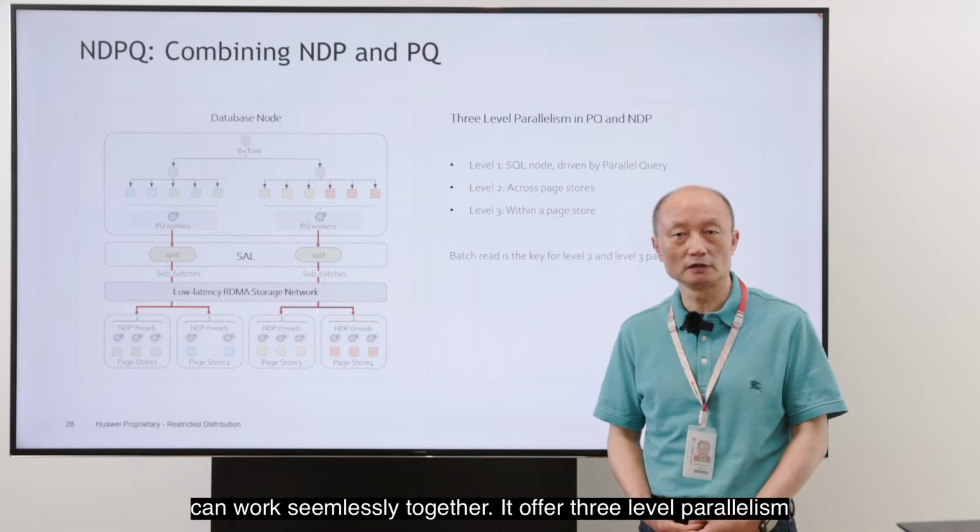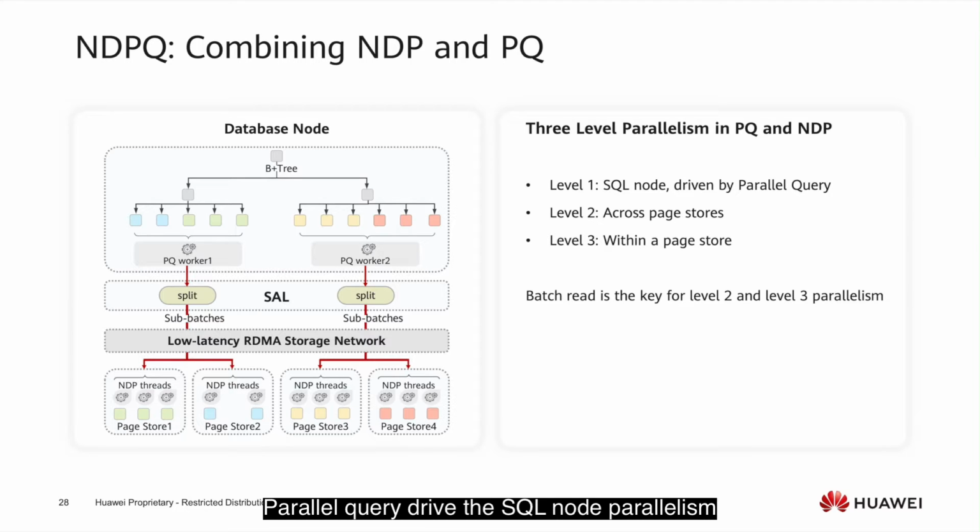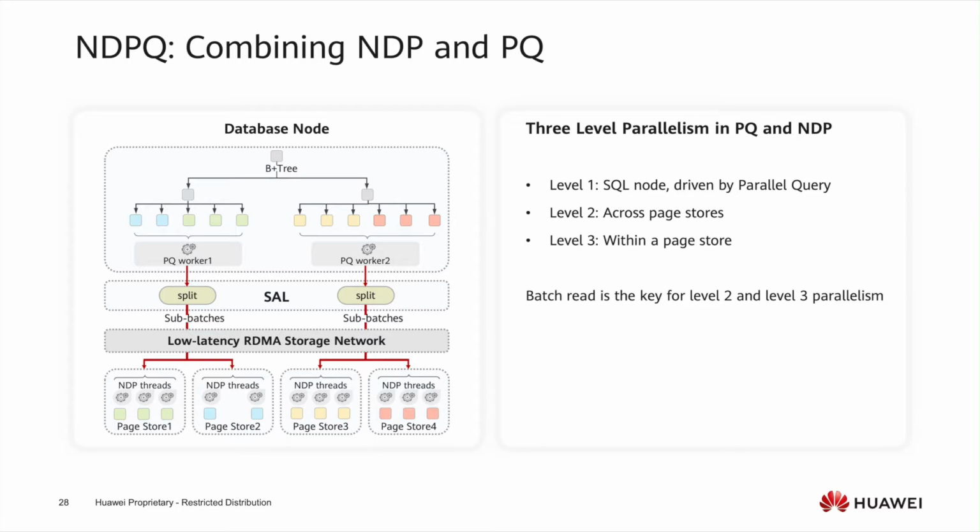It offers three-level parallelism. The first is SQL node parallelism. Parallel query drives the SQL node parallelism. It partitions the table and uses multiple parallel query worker threads to scan the partitions concurrently. The second level is parallelism across page stores. The cell layer splits the batch read into multiple sub-batches based on where the pages are located.